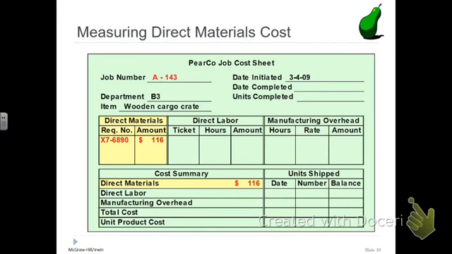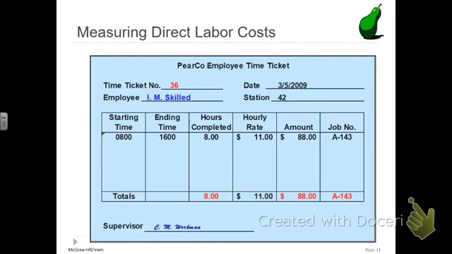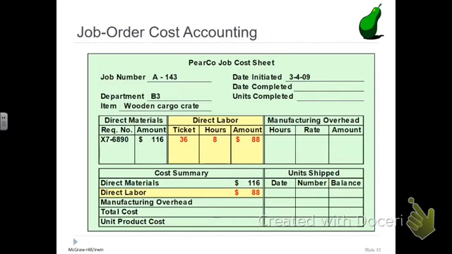How much direct materials am I putting onto this job at this point? $116. Then all the employees have a time ticket, and a lot of times, like in a law firm office, they will keep track of how much of their 8-hour day they spent on each job. In this particular case, this individual spent 8 hours. His rate's $11 an hour, so he spent $88. He's marked down that he's done this on job A143, and so that's all going to show up here.